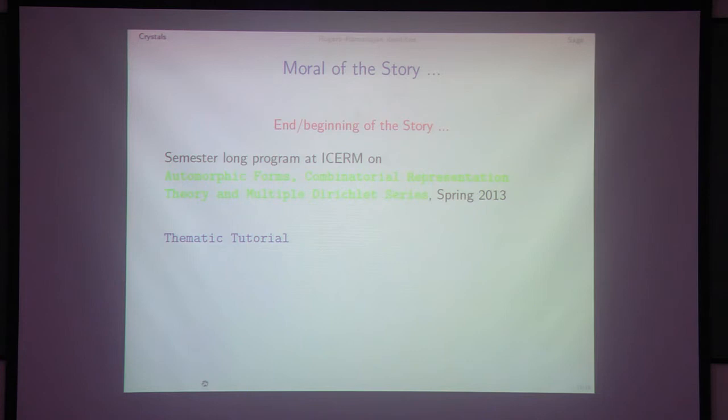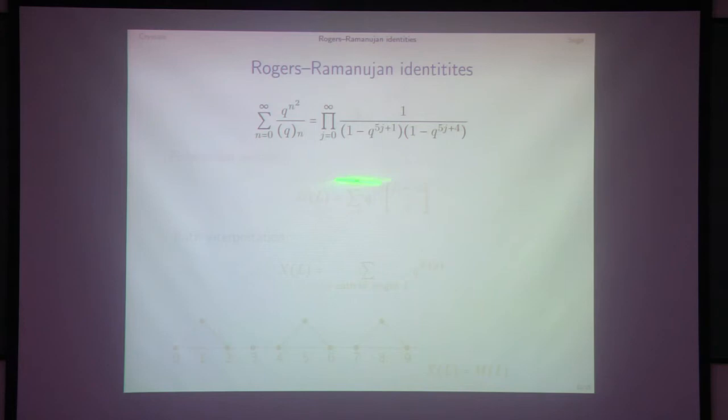Okay, but let me talk a little bit about these identities. Here would be the first Rogers-Ramanujan identity. You have a sum, q is just some parameter, so q^(n^2), and the symbol (q)_n means (1-q)(1-q^2)(1-q^3) and so on up to (1-q^n). Number theorists would say these count the number of partitions such that the parts differ by at least 2.